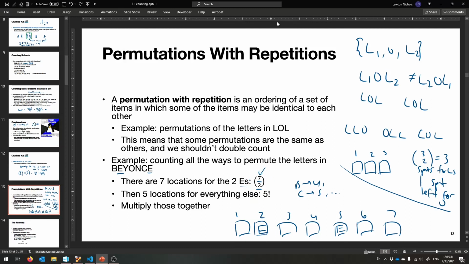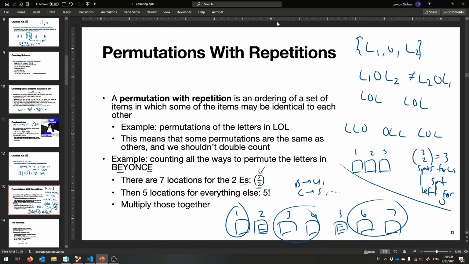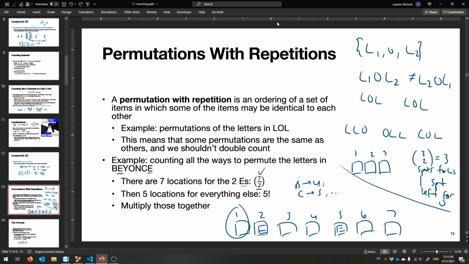And then for everything else, without loss of generality, we have 5 slots left, whatever numbers they were. Just figure out all the different ways to permute the rest of the letters. And there are 5 factorial ways of those. So the answer is 7 choose 2 ways to pick the slots for the E's, and then 5 factorial ways to arrange the rest of the letters in Beyonce. So hopefully that's making a bit more sense now.